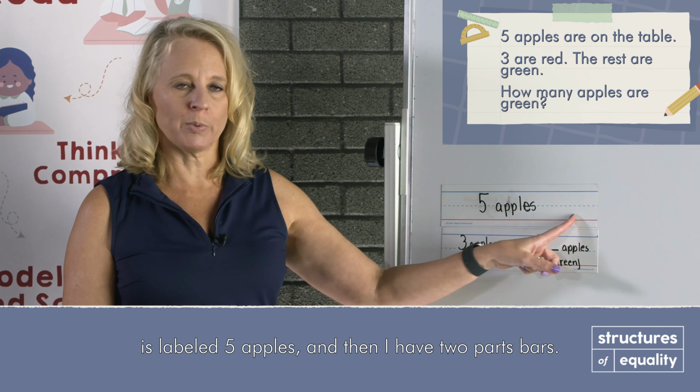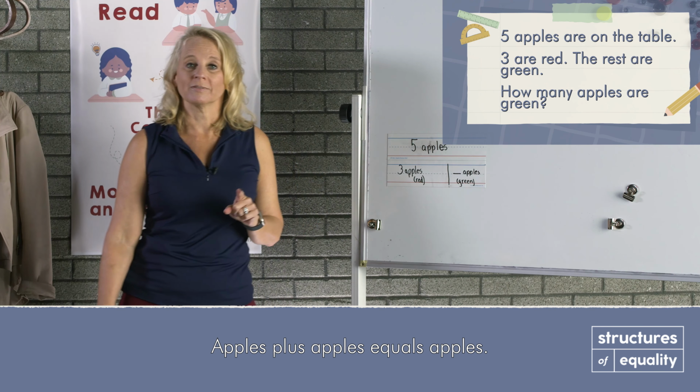The bars line up to represent the equality, and then we have values, unknown value, and labels. Apples plus apples equals apples.